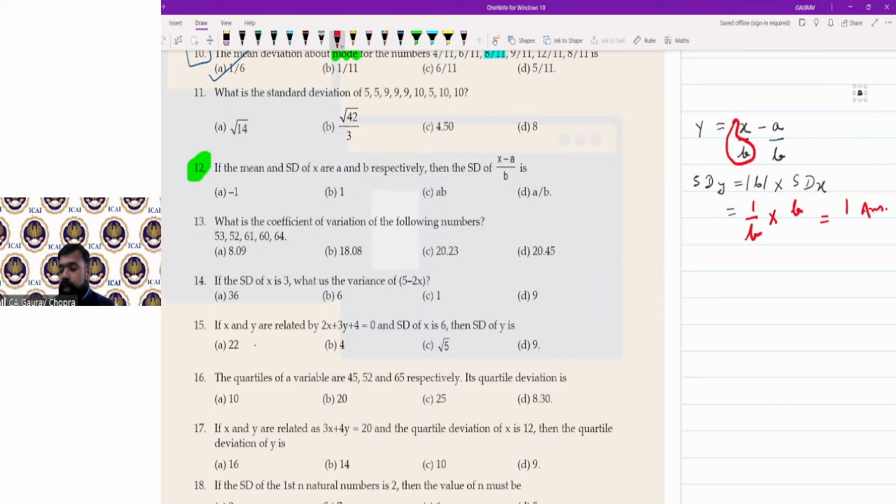Samina has given D. D is incorrect. Aisha has given option B. Manisha Rohit has also given B. Yes. So correct is the B answer.